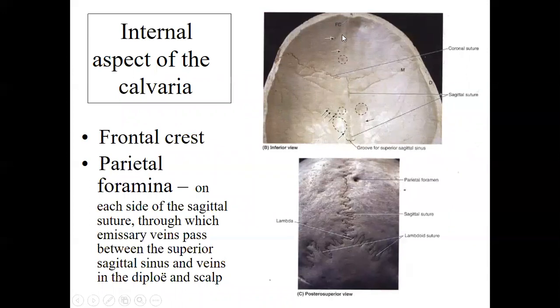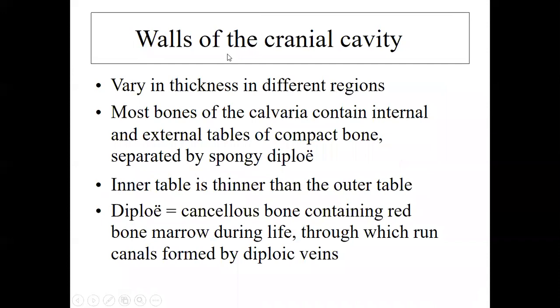Okay, the frontal crest, you can also find the frontal crest. Sometimes you can also find the parietal foramen on each side of the sagittal suture, through which the emissary vein passes between the superior sagittal sinus and veins in the diploe, and also the veins in the scalp. Okay, the wall of the cranial cavity varies in thickness in different regions.